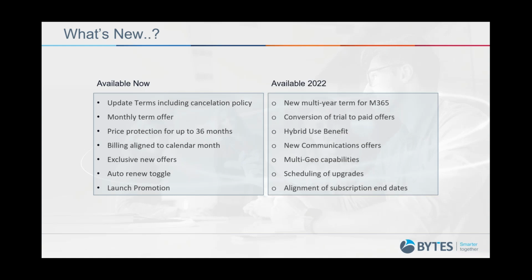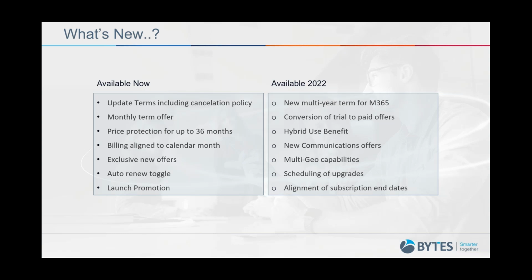Coming later in the year will be multi-year terms or 36-month offers for Microsoft 365. This will allow your customers to lock pricing for a 3-year term. We'll be able to convert trials into paid-for subscriptions. Microsoft will release something called the hybrid use benefit, which is the rights to use on-premise productivity service when buying Microsoft 365 licenses. That's an offer or a term that's available to customers buying through the enterprise agreement today. So it starts to bring parity between the license programs.